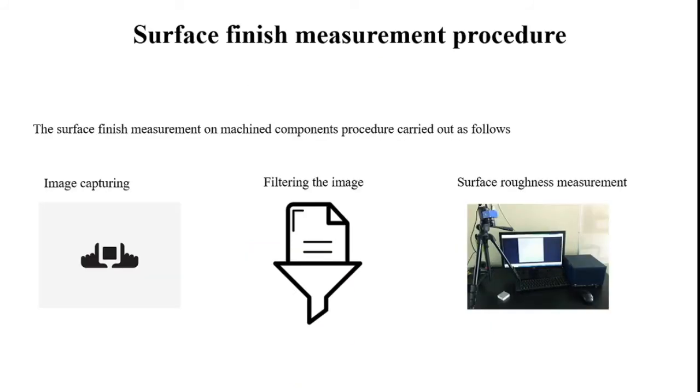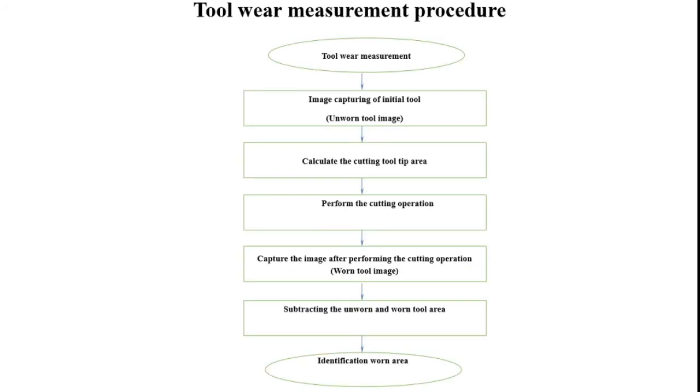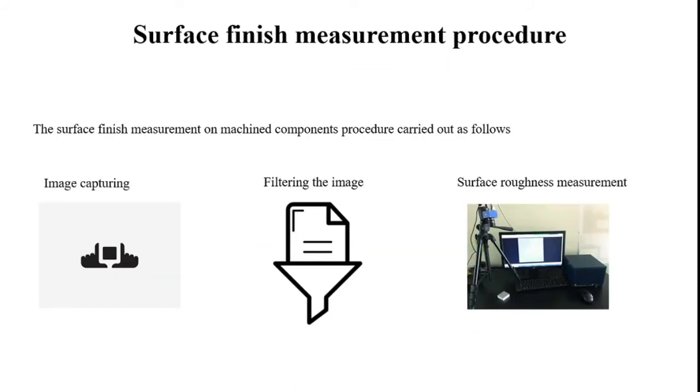After that, surface finish: tool wear is related to machine tool factors. Now I consider product quality, so surface finish measurement is also important in the manufacturing industry. How can we conduct a surface finish measurement? The surface finish measurement follows three steps: image capturing, filtering the image, and finally surface roughness measurement. First, you already know about image capturing through the machine vision camera, which is a CCD camera.